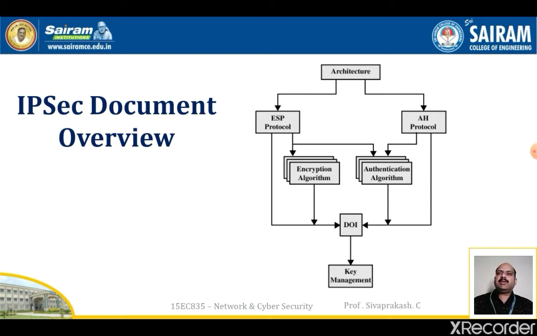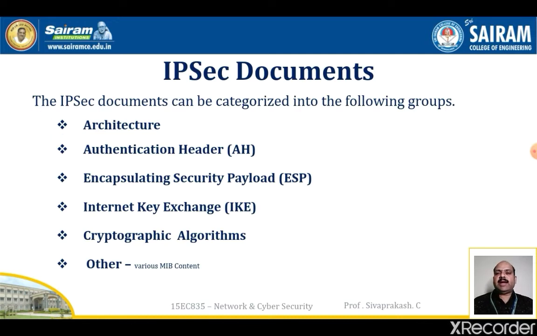What actually does this RFC 6071 deal with? It deals with architecture, protocol, algorithm, and key management. Let us see in depth about that. The IP security documents can be categorized into the following groups: architecture, authentication header, encapsulating security payload, internet key exchange, cryptographic algorithms, and other MIB contents. Let us see one by one in detail.